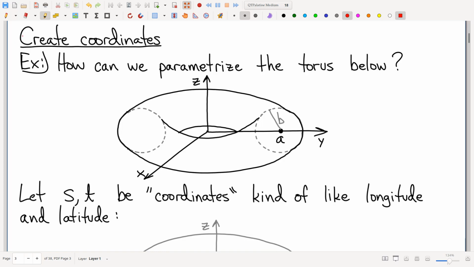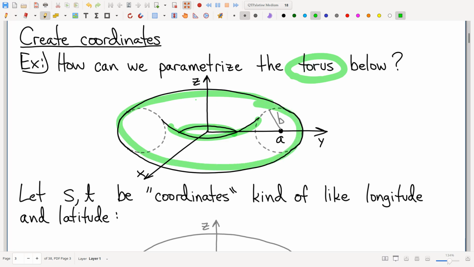Sometimes the easiest way to create a parameterization is to create a whole new coordinate system. And it's actually a surprisingly easy thing to do. I'm just going to show you an example, just to get the ball rolling on this. If you had a torus, aka this donut here, the surface of a donut, and you wanted to parameterize that surface of the donut, how might you do such a thing?